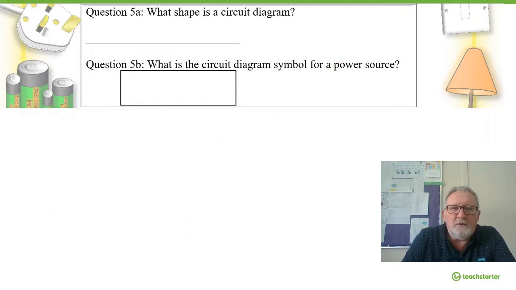It's a two-part question. What shape is a circuit diagram? And the second one, what's the circuit diagram symbol for a power source or a cell? All right, pause and have a go.